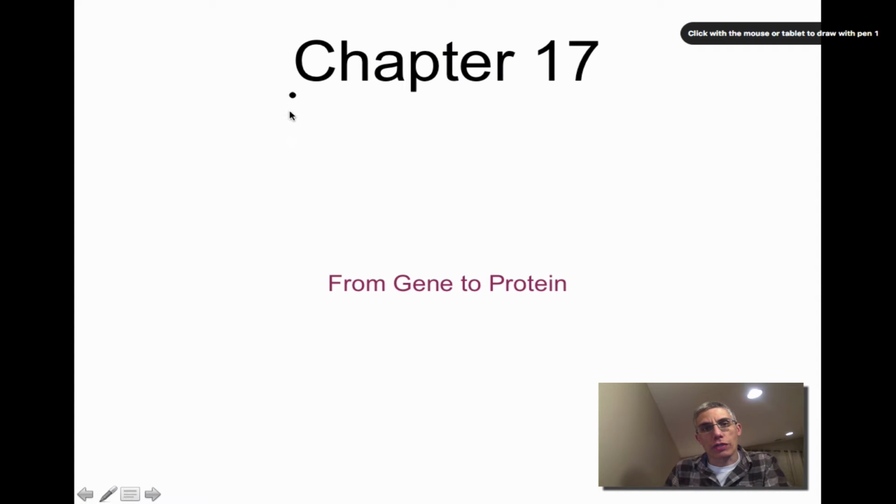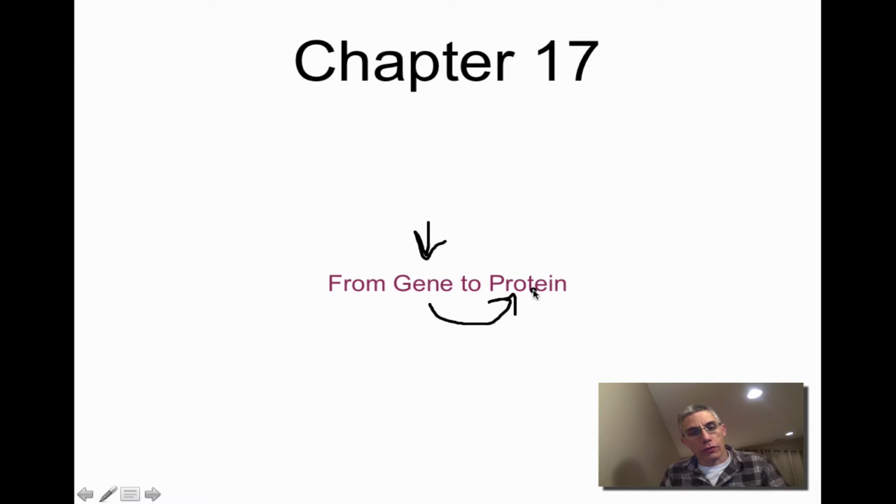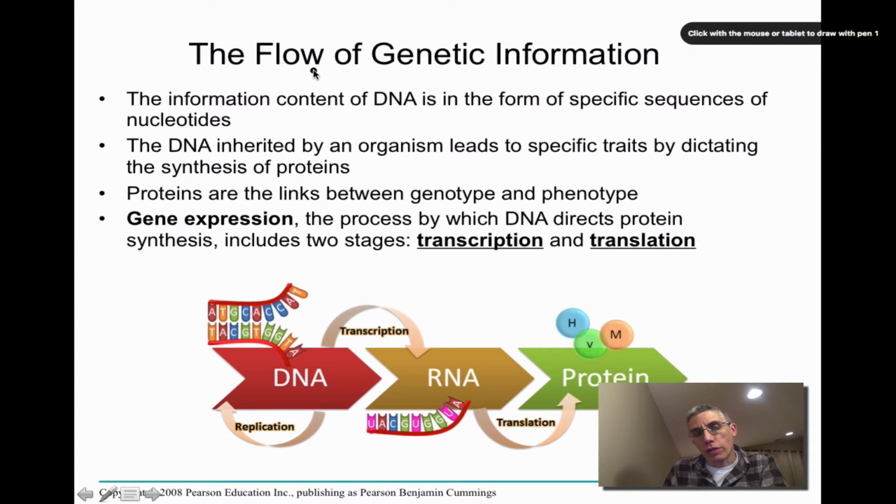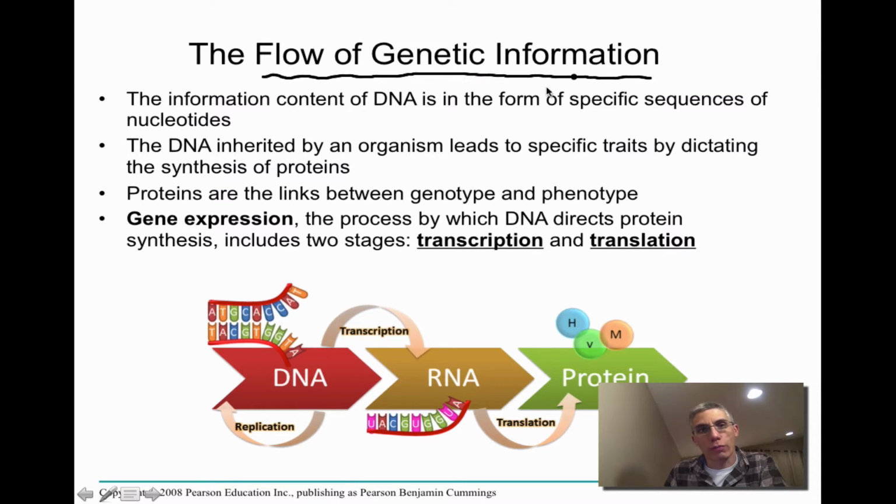This is going to be screencast number 1 for Chapter 17. And in Chapter 17, what we are going to do is look at the processes involved in taking information that you would find on a gene and using that information to create proteins. So before we get started talking about the different processes involved in creating those proteins, we need to understand the flow of genetic information.